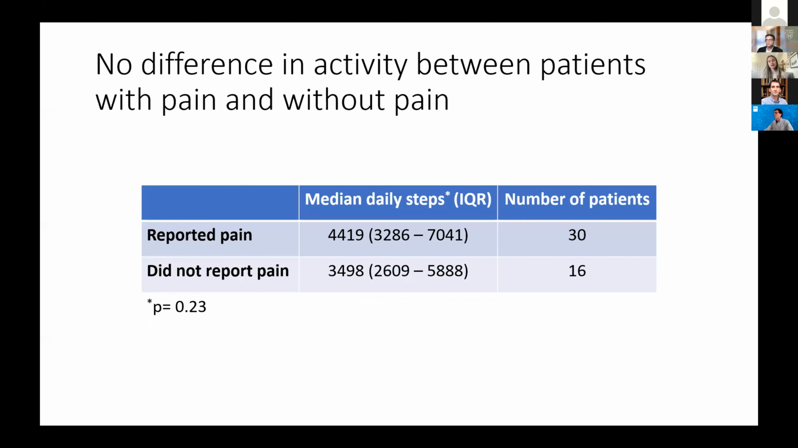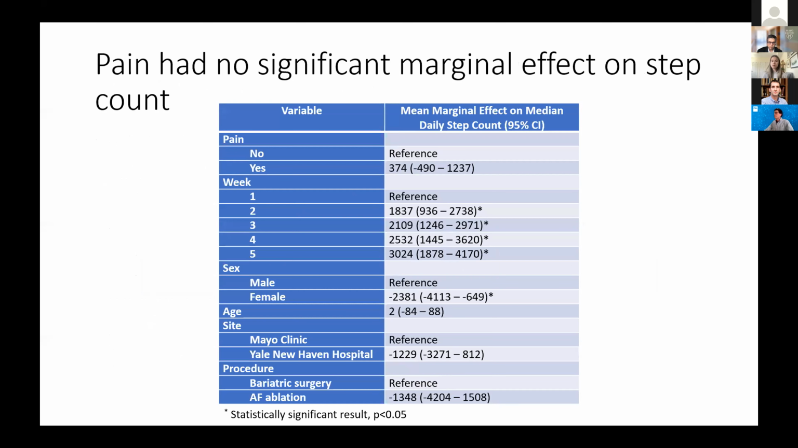So when we looked at pain, across the 5 weeks, 30 patients reported at least one episode of pain, 16 patients reported no pain. And we found no statistically significant difference in median daily steps overall between these two groups of patients.